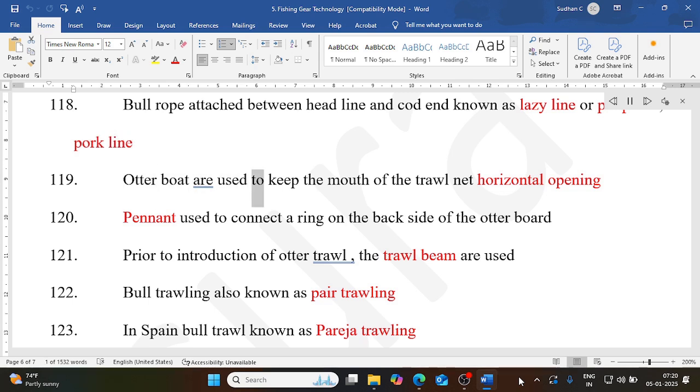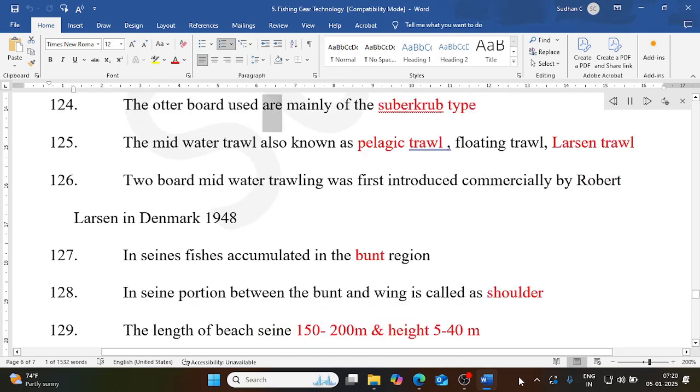Otter boards are used to keep the mouth of the trawl net in horizontal opening. Pennant is used to connect a ring on the backside of the otter board. Prior to the introduction of the otter trawl, the trawl beam was used. Bull trawling is also known as pair trawling. In Spain, bull trawl is known as pareja trawling. The otter boards used are mainly of the super crab type.